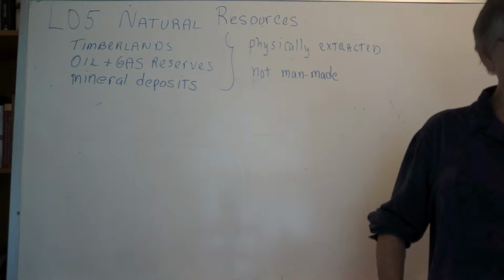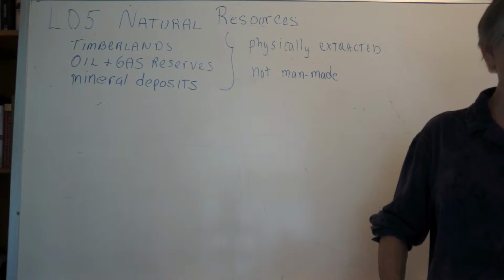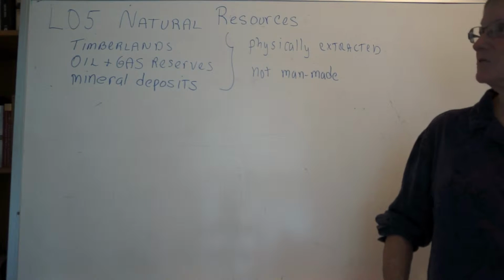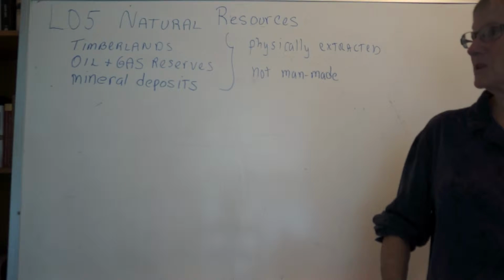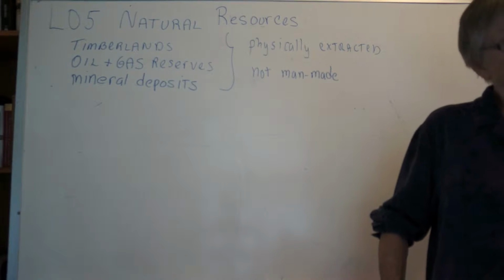We convert the natural resource into basically inventory by, if we have timber, we have to cut it down, and if we have oil and gas, we have to pump it out, and mineral deposits, we have to mine it.